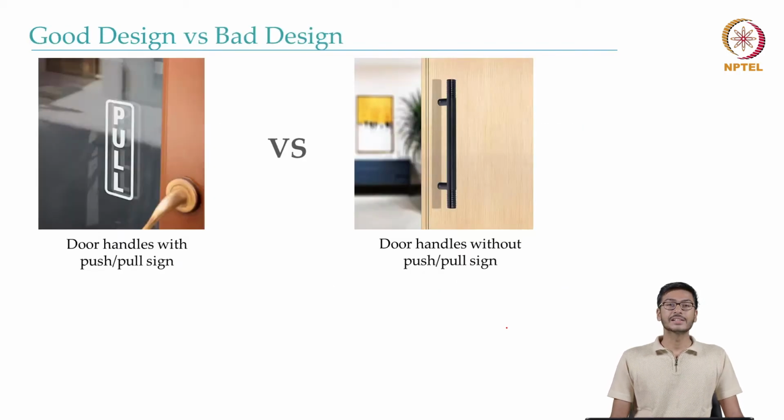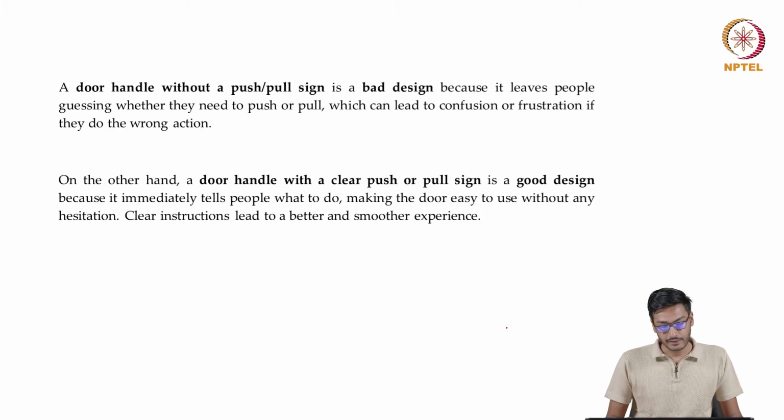The next we see is how good design and bad design go against each other with this example of a door that has a push or pull sign versus one that does not. The door that does have a push or pull sign is a good design because it immediately tells people what to do, making the door easy to use without any hesitation. The clear instructions lead to a better user experience and smoother life. The door handle without a push or pull sign is a bad design because it leaves people guessing whether they need to push or pull, which can lead to confusion or frustration if they do the wrong action.